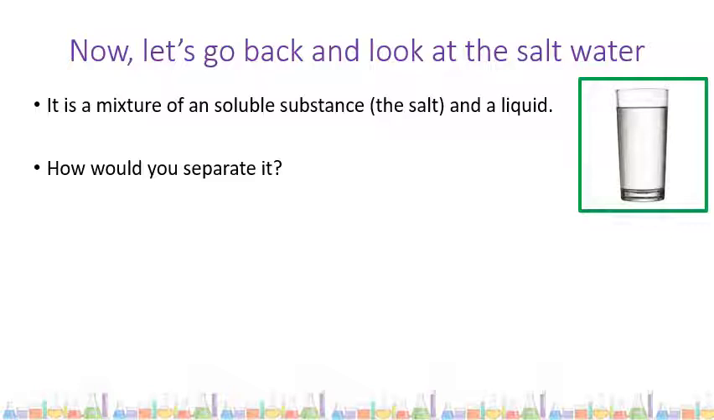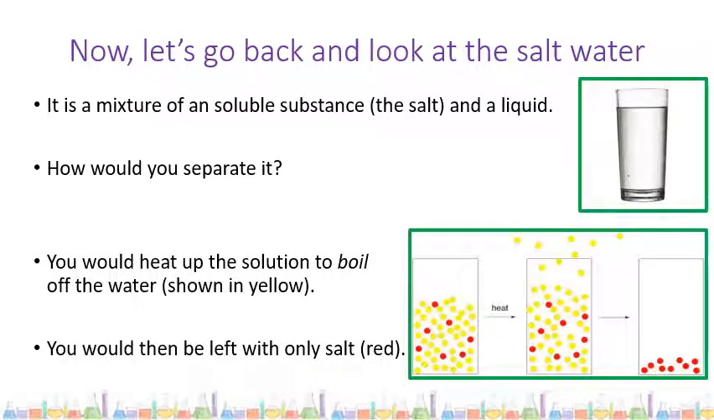So now let's go back and look at the salt water. So if it is a mixture of a soluble substance, the salt, and a liquid, how would you separate it? You couldn't use filtration because this time we have got a soluble substance. So we can't see the parts of the salt. They've all dissolved and incorporated into the solution. So how we would separate it instead is we would use evaporation. So we would heat it up.